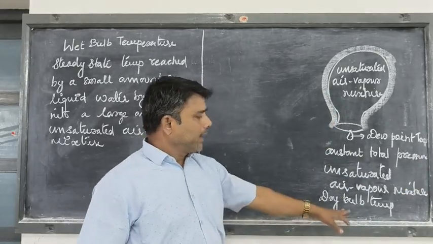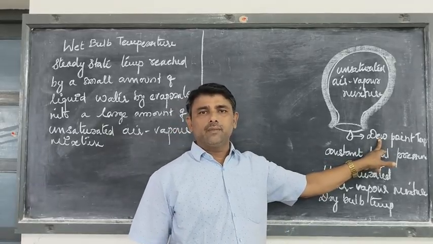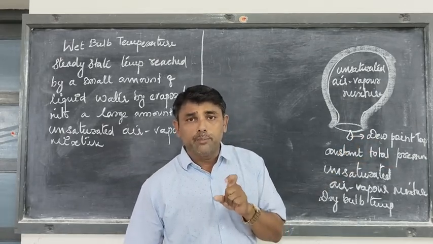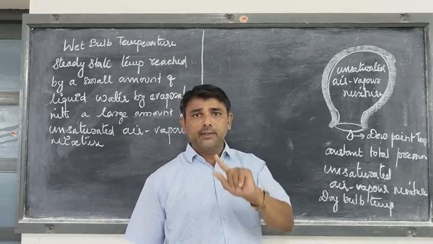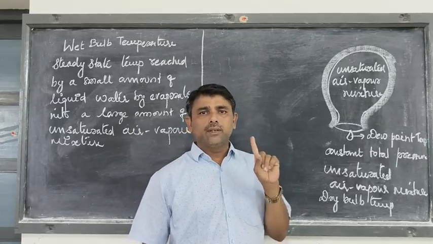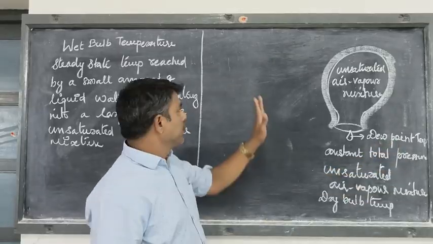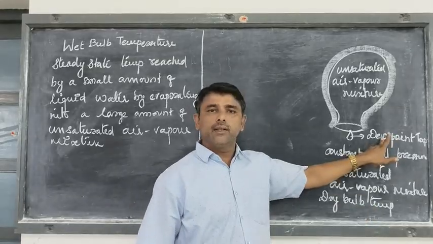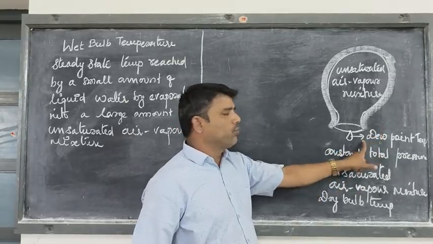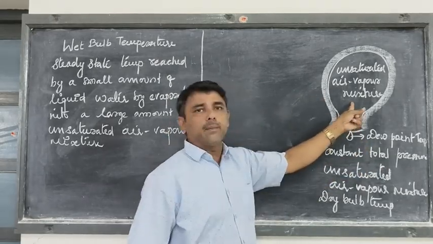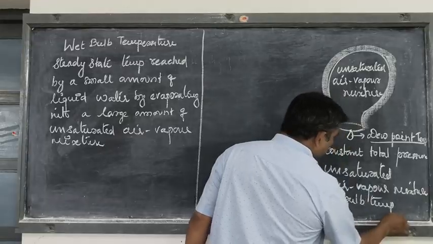So dry bulb temperature is the ordinary temperature of this unsaturated air vapor mixture. Dew point temperature is the temperature at which the first dew forms. It is the lowest temperature of air; if you decrease the temperature further, there will be formation of dew. The formation of first dew out of contact with the liquid is called the dew point temperature, the lowest temperature of air by evaporative cooling. So dew point temperature and dry bulb temperature are known.